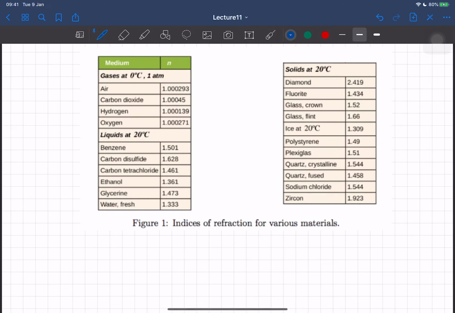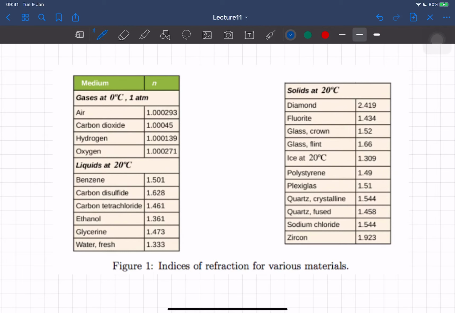So let's say we have this table. This table tells you the index of refraction of different materials, okay? And you want to know what is the speed of light in that particular material. You just take the speed of light in vacuum, which is 3 times 10 to the 8, and divide by all of these numbers. You can see that air is very close because it's almost 1. And glass is about 1.5, so that's what we had in the previous page.